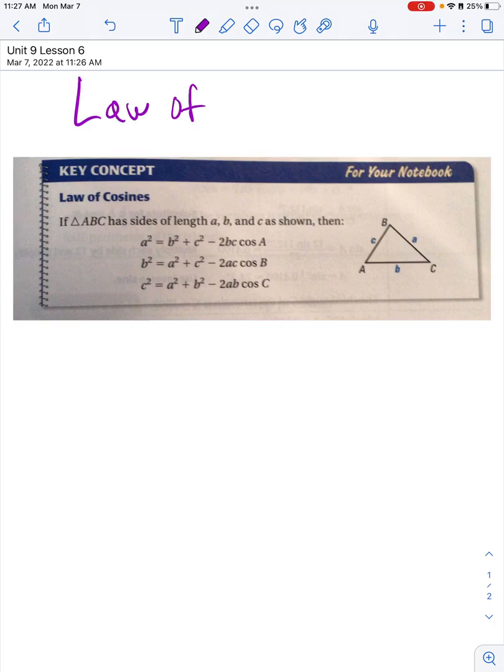All right, here we go. The last lesson in Unit 9. This one is kind of similar to last lesson, but instead of law of sines, we are going to talk about the law of cosines. So again, it's kind of similar.